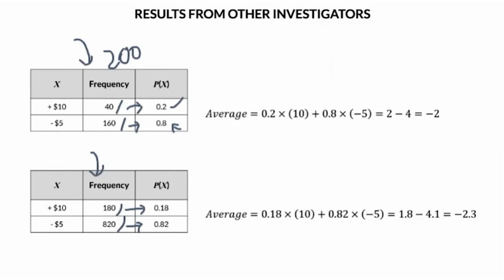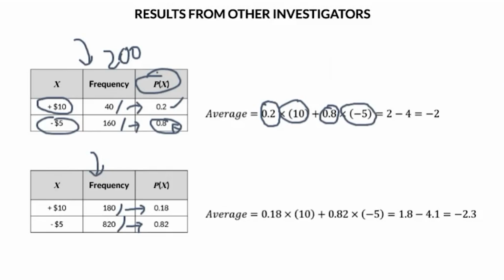Then you use the probability values, right? So P of X, you use that. Where is that? 0.2. 0.2 is my probability of what? Of winning $10. So 0.2 into 10 plus 0.8, which is the probability of losing $5, into minus 5. So this investigator is losing $2 per game on average. This investigator is losing $2.3 per game. So this is one way that you can try to make a case, one way that you can gather evidence and proof which the gambling house will be forced to look at.